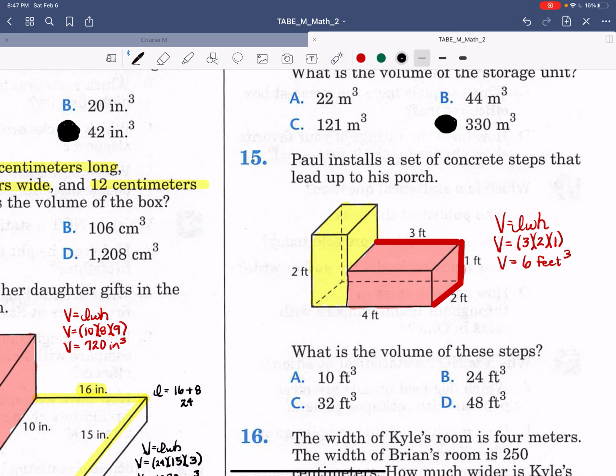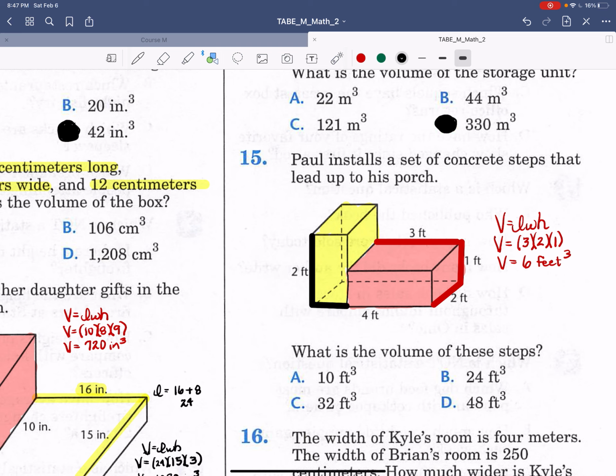Now let's focus on the yellow part. I know the height. That's clear. And I'll highlight that for you. Here's the height. It's 2 feet. So that part we've got. What is this part going to be?